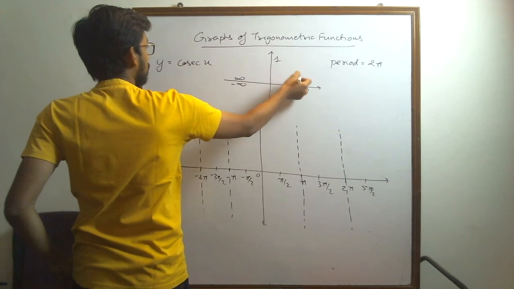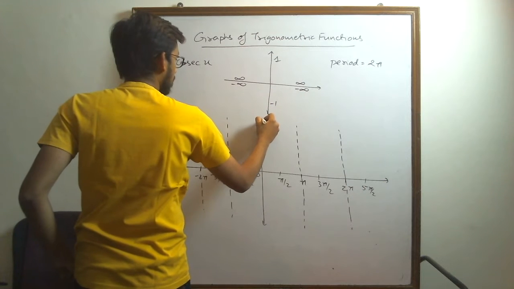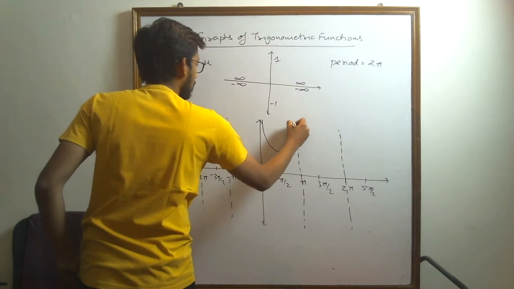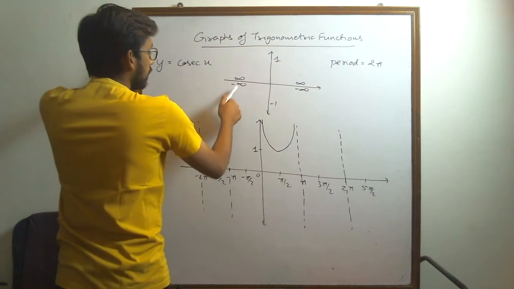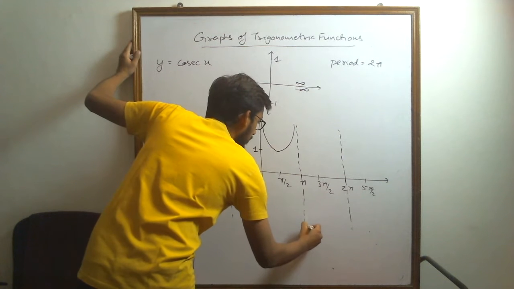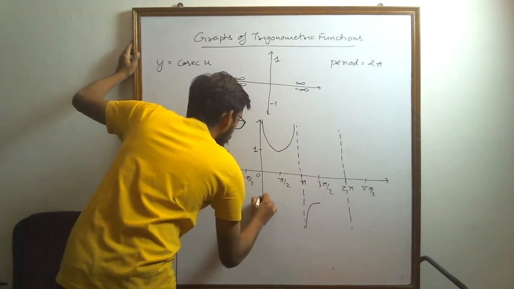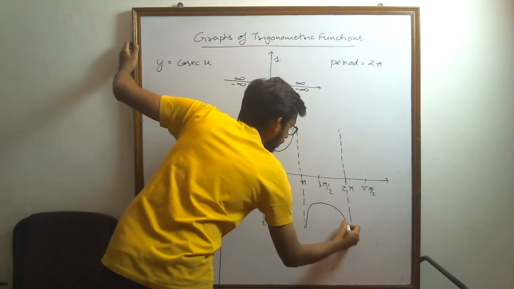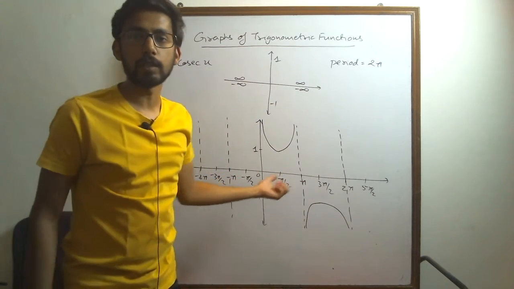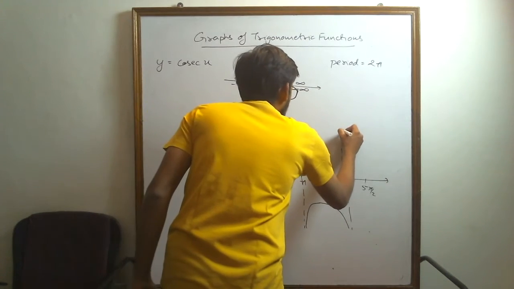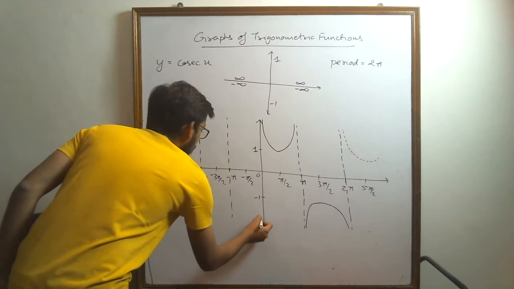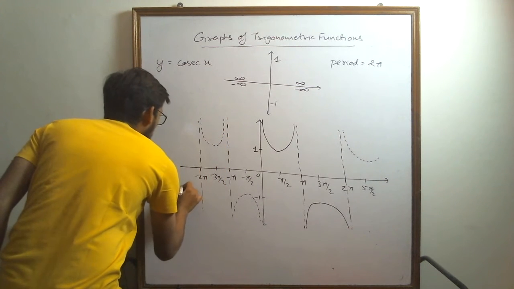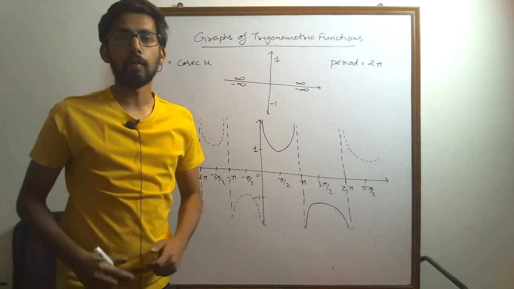From 0 to pi by 2, value goes from infinity to 1. So from infinity to 1, it comes like this. Then from 1 to infinity, between pi by 2 to pi, so again goes like this. From pi to 3 pi by 2, value goes from minus infinity to minus 1. So the curve goes like this. And from 3 pi by 2 to 2 pi, value goes from minus 1 to minus infinity. So the curve goes like this. And this gives us the graph between 0 and 2 pi. So we can just repeat this to get the complete graph. This is the graph of y is equal to cosec x.